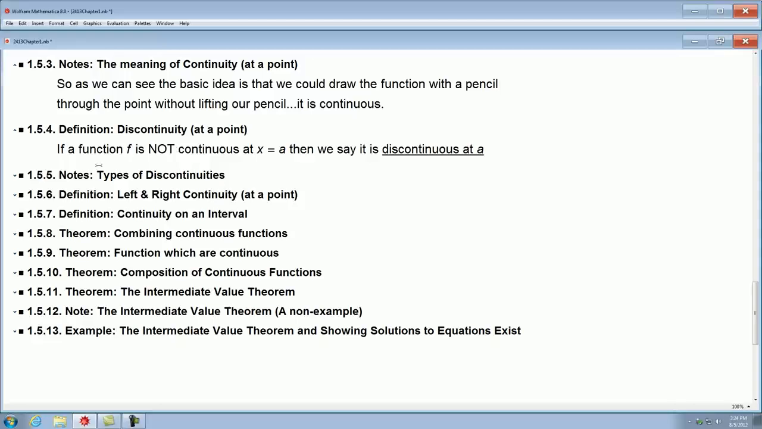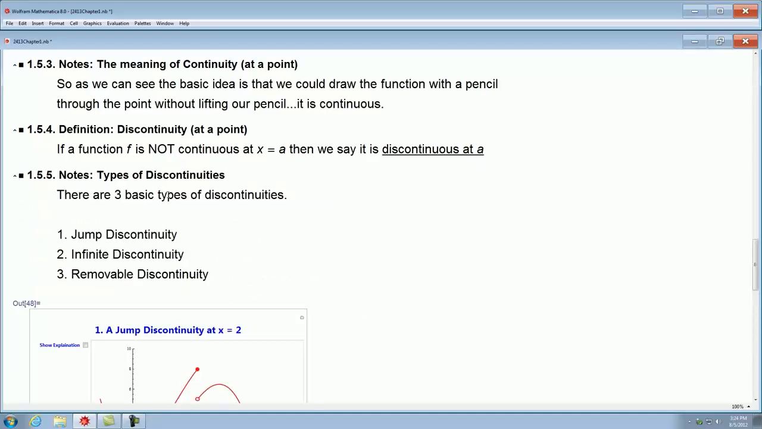Discontinuities at a point. If a function is not continuous at a point, x equals a, then we say it is discontinuous at a. That's kind of the opposite of being continuous, which would be to be discontinuous. Now there are certain types of discontinuities, places where our function would not be continuous. The 3 basic types are jump discontinuities, infinite discontinuities, and removable discontinuities.